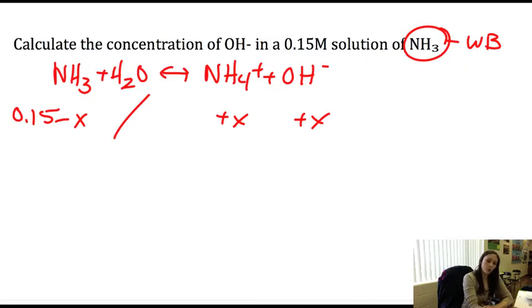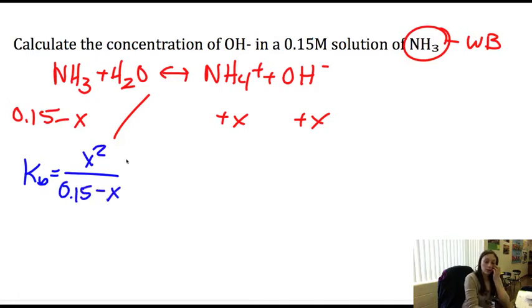So then we do what we were looking at before, which is that the Kb is the products over reactants. We're going to have X squared all over 0.15 minus X. Our Kb is going to be a small number, so I can actually get rid of that X in the denominator. When we look up our Kb in the back in Appendix D, it tells us that it is 1.8 times 10 to the negative fifth.